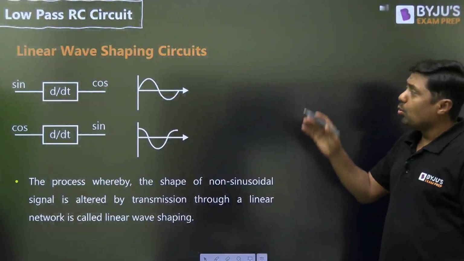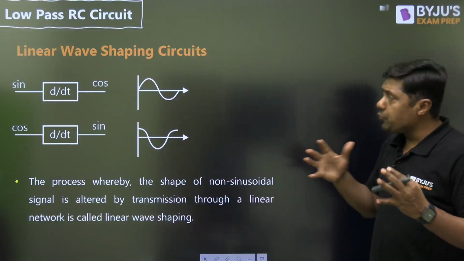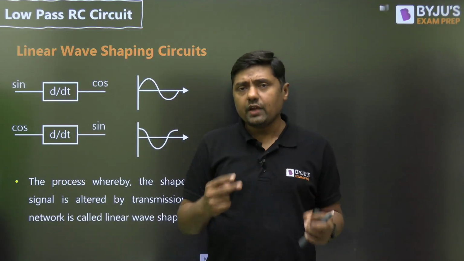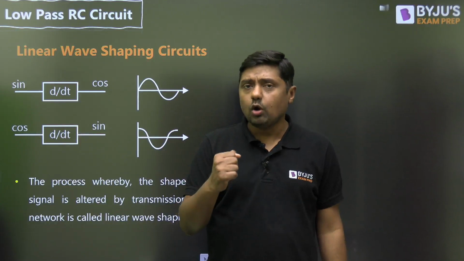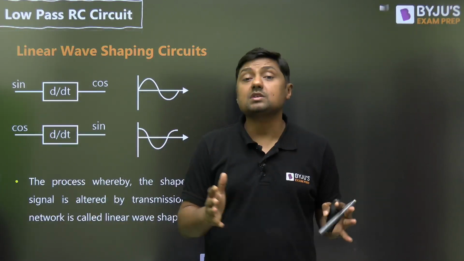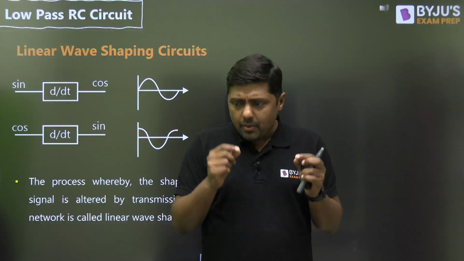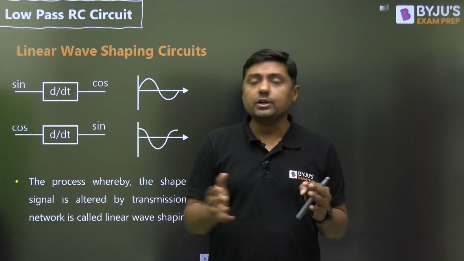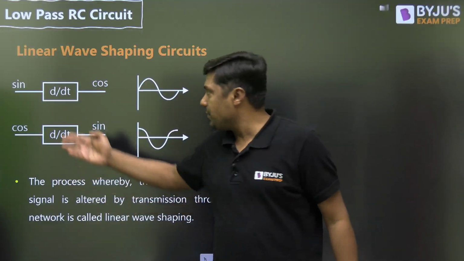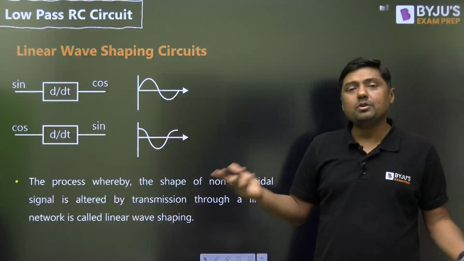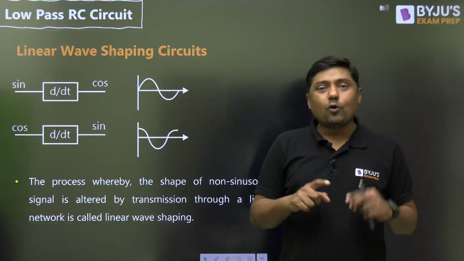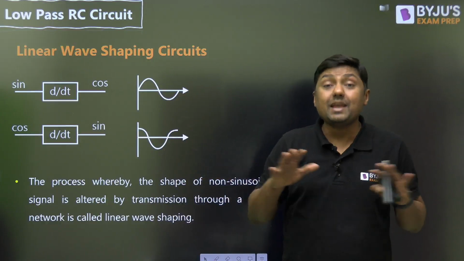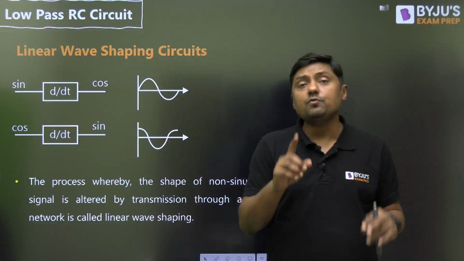Then guys, first of all, linear wave shaping circuit. What is the meaning of this? Means we are having two circuits, especially high pass RC circuit and low pass RC circuit. Remember one thing, suppose we are passing any sinusoidal signal through a differentiator. For example, sine signal with differentiator. So what will be the output? Cos. Then what about the shape of the sine and what about the shape of the cos? Same, but there is a change in phase only.